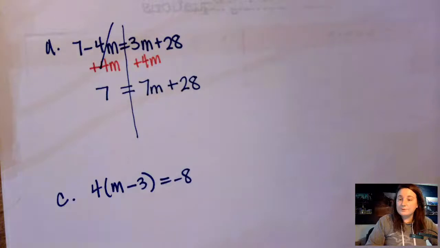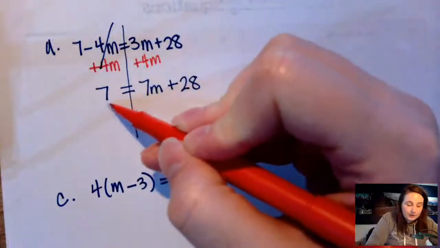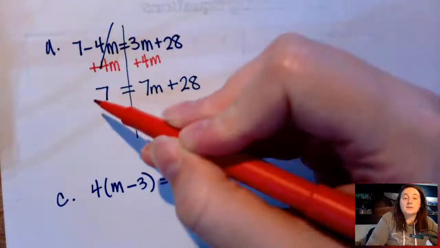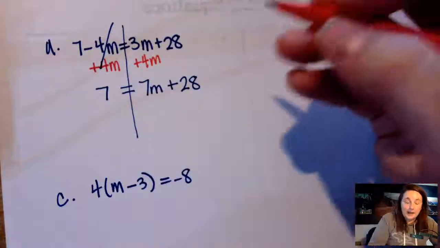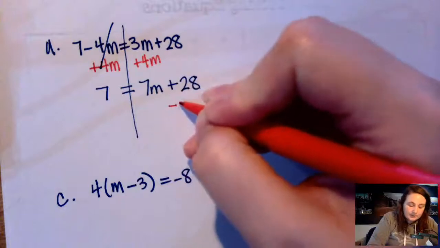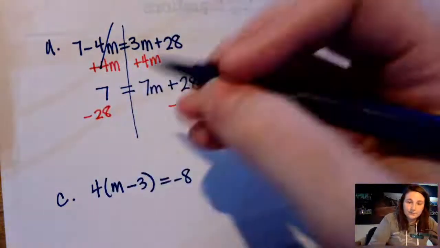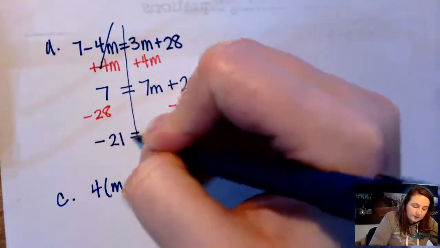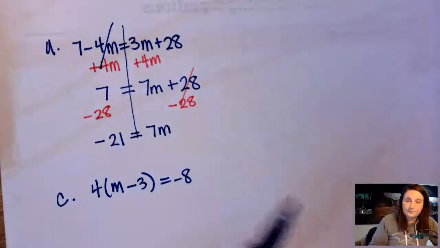Once I've moved my first piece, then I have to make an educated choice on which of these to move. You can see that this one is already alone, so I have to figure out which one of these is friends with this 7. In this case, since this is a constant, I want to move the constant. So I'm going to subtract 28 from both sides. So 7 minus 28 gives me negative 21 equals 7m, and those cancel.